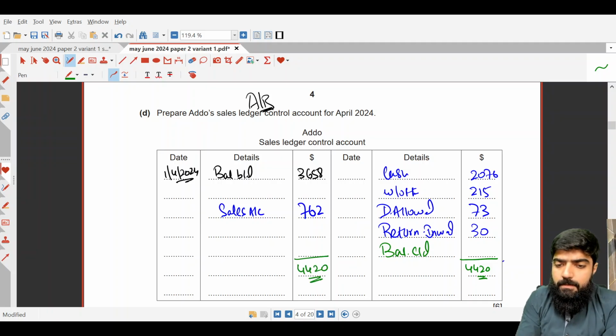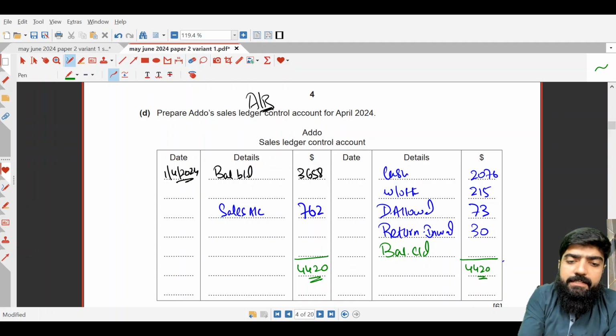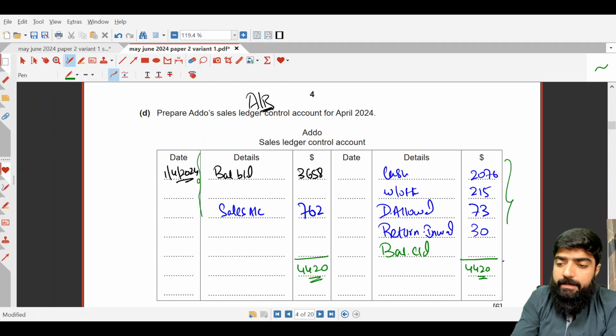Wait, how are we going to calculate the balance c/d? That is the total debit minus total credit, right? Yeah, wait a minute, sir.